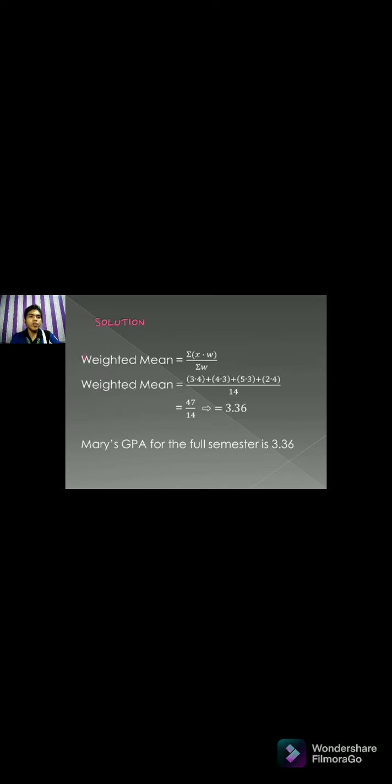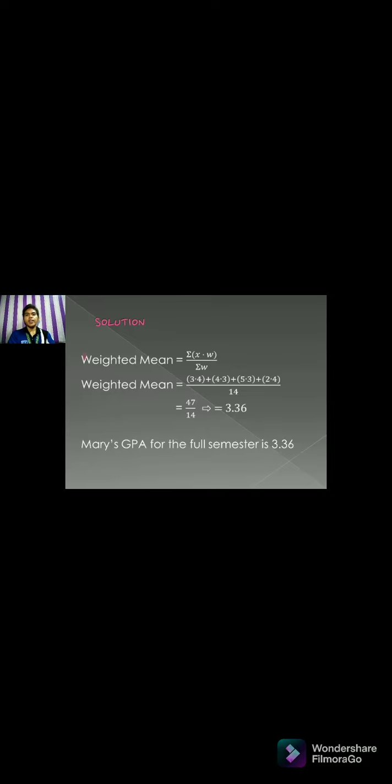So compute 3 times 4 plus 4 times 3 plus 5 times 3 plus 2 times 4, which is equal to 47, divided by 14, which is 3.36. So we can say that Mary's GPA for the full semester is 3.36. So that's how you find the weighted mean.